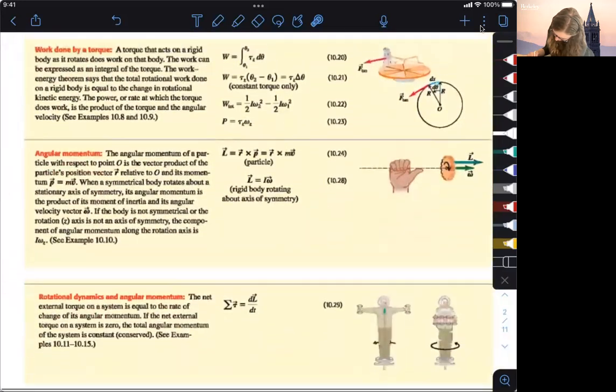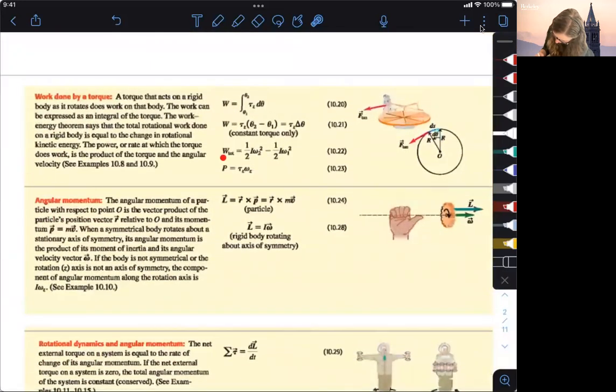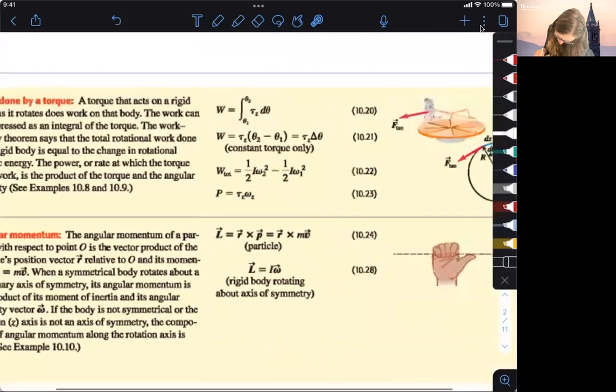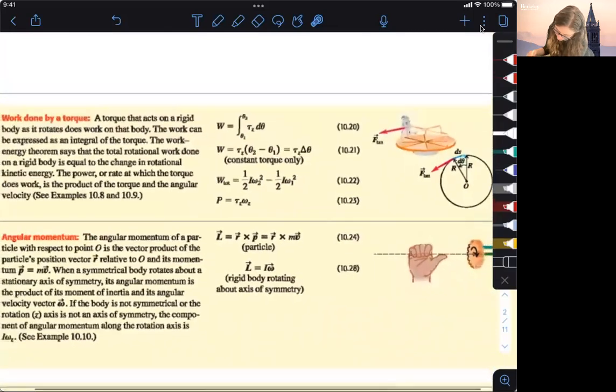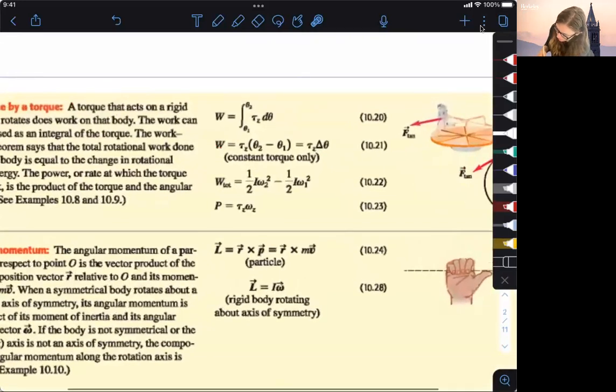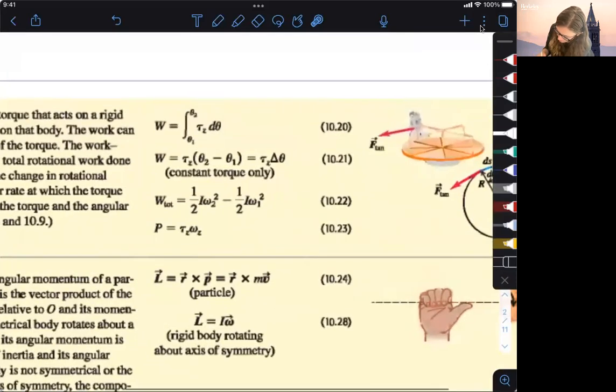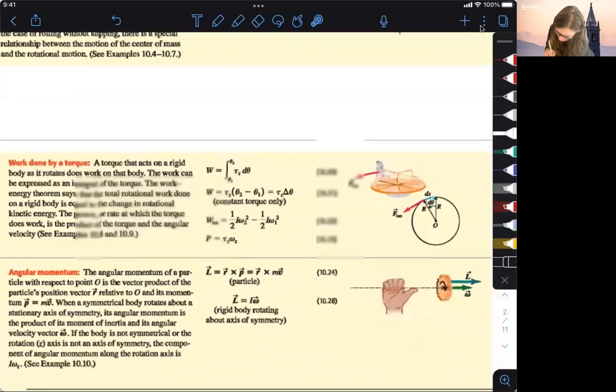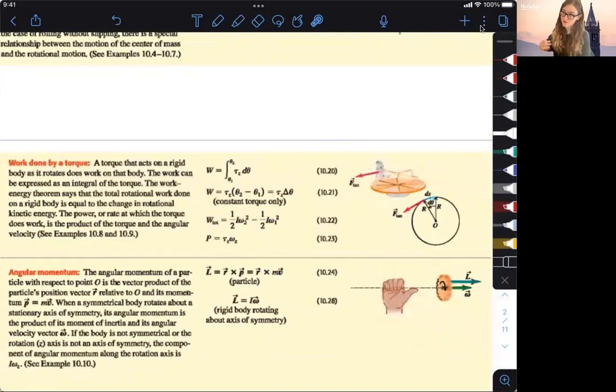We also have torque here. If we want to figure out the work done on an object due to its torque, we can find the work done by a spinning object by taking its torque multiplied by the change in the angle. This explains it a little more in depth here. Over here, this P is power. So the torque multiplied by the angular velocity gives you an expression for power.